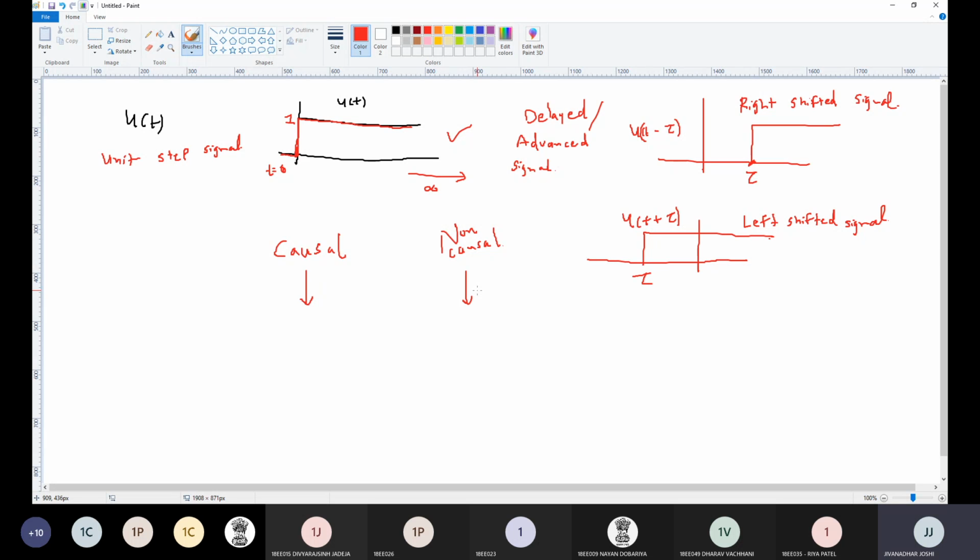Now, my question to you is, why can a right shifted signal be written as u of t minus tau? Why not u of t plus tau? Can anybody explain the reason behind it? If you can remember, if this was discussed in control systems or any other subject. Are you clear with the question itself? I am asking you why the right shifted signal is given by u of t minus tau. Why not u of t plus tau?